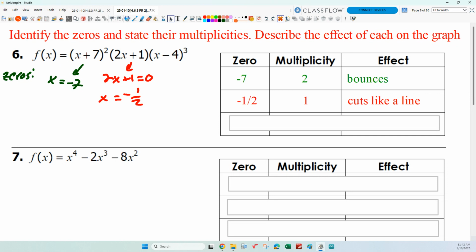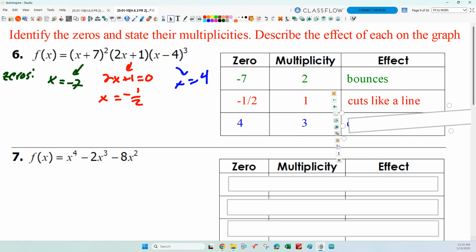Because the power is 1, that's a linear polynomial, so it's going to cut through just like a line would. Okay, this is what's really cool. What about this last one? What's the zero of that last factor? Yeah, it's 4. What's its multiplicity? 3. So what's it going to do? Cut or bounce? Going to cut. What's it going to cut like? It's going to cut like a cubic. It's not going to cut like a line. It's going to cut like a cubic where it does that. Okay? I'll show you. This is really cool.